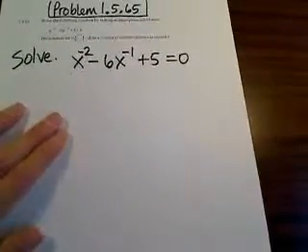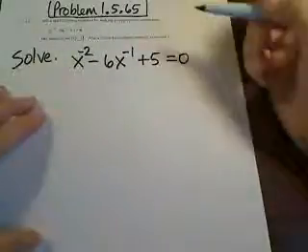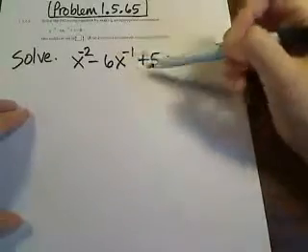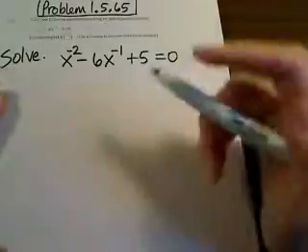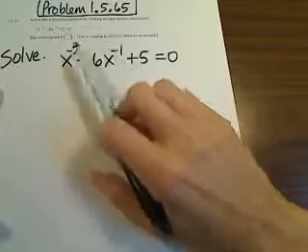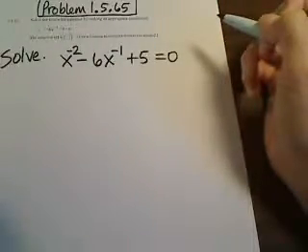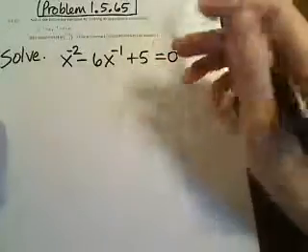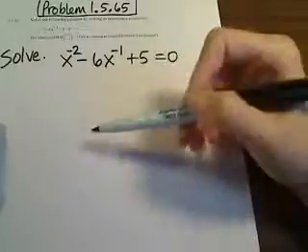Okay, so this is problem 1.5.65, and they're asking us to solve x to the negative second power minus 6x to the negative first, plus 5 equal to 0. So this is something that is in quadratic form, but it's not a quadratic, and that's because of the negative powers there. So what I'm going to do is use something called a u substitution to put this into a similar quadratic form that I can then solve and then back substitute for the x's.